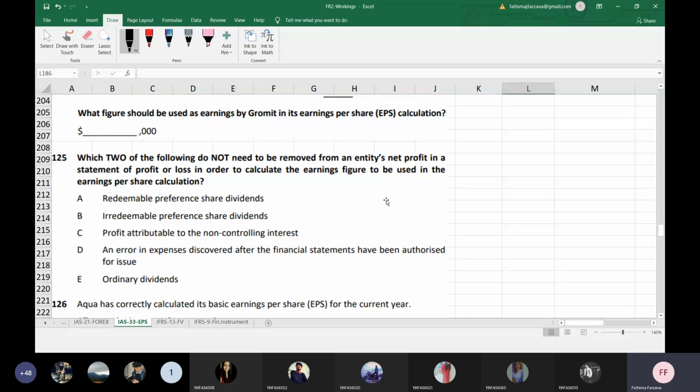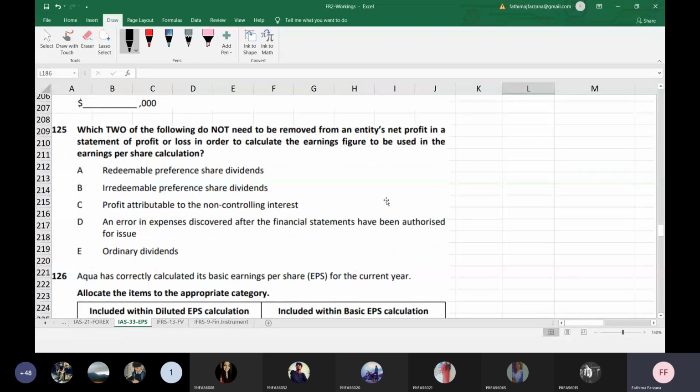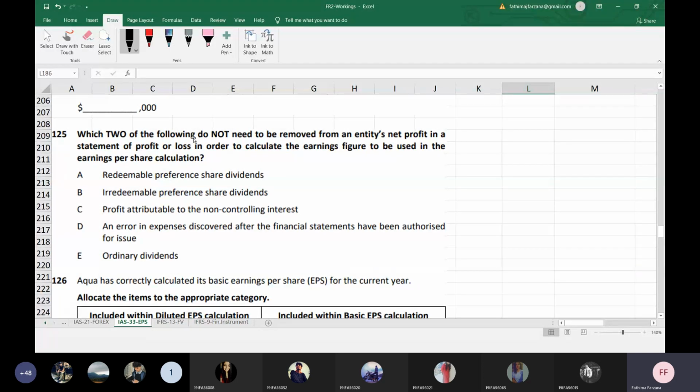Now we go on to 125 here. So we are going to finish this chapter. 125: which two of the following do not need to be removed from an entity's net profit in the statement of profit or loss in order to calculate the earnings figure to be used in earnings per share calculation? Which two will we not remove? Ordinary dividends. Which need not be removed from an entity's net profit to calculate earnings?